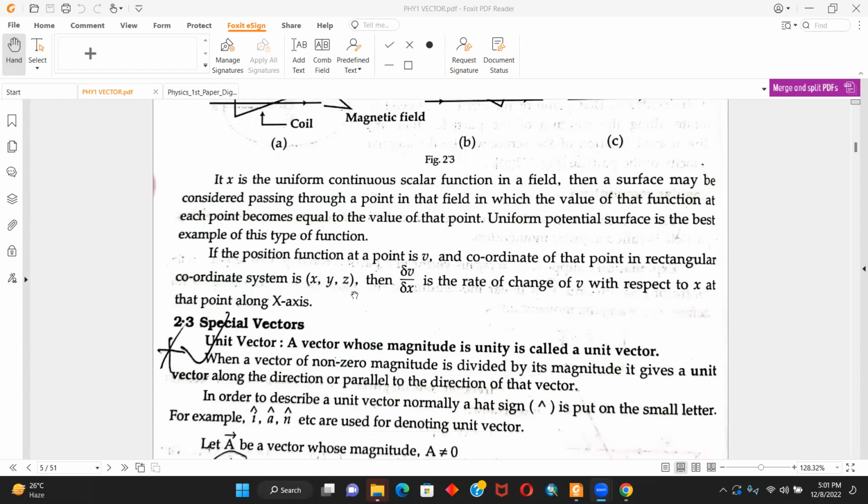Now if the position function at a point is v and the coordinates of that point in the rectangular coordinate system are x, y, then delta v is the rate of change. Now this is particularly easier. Why is this rate of change? Remember, whenever you are told rate of change or slope, you have to differentiate it with respect to x. Oh, okay, you don't know differentiation, I guess, right? I do not. Sorry.